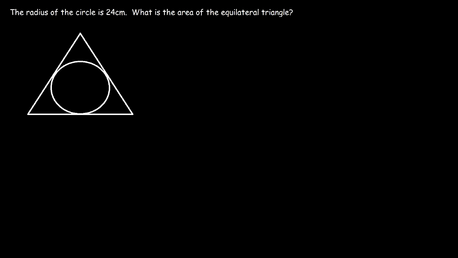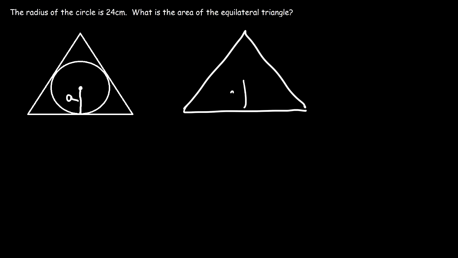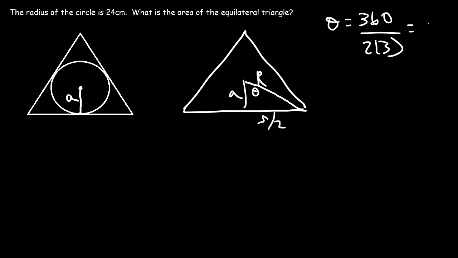Try this problem. The radius of the circle is 24 centimeters. What is the area of the equilateral triangle? Now the radius of the circle, you need to realize, is the apothem of the triangle. And this R is the radius of the triangle, and this is s over 2. And here we have theta. Theta is going to be 360 over 2n, and n is 3. So 360 divided by 6 is 60.